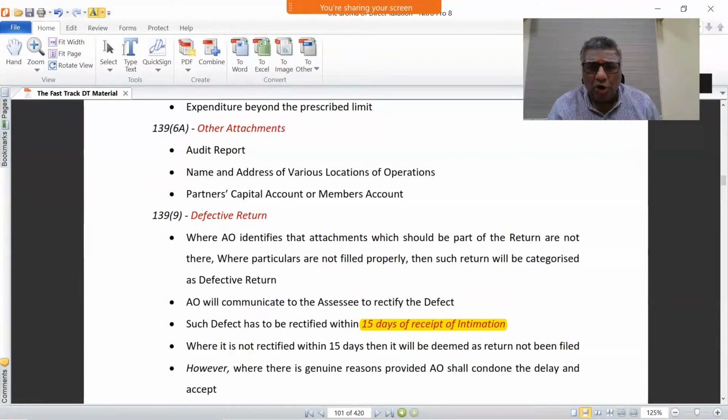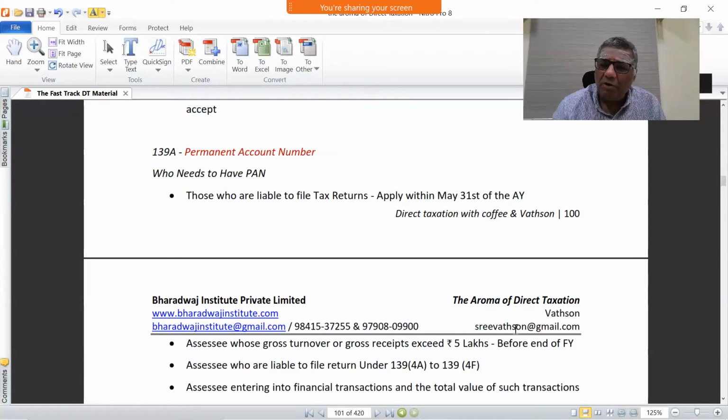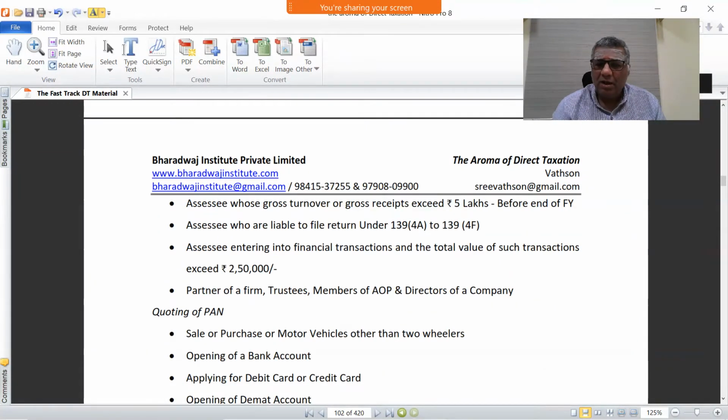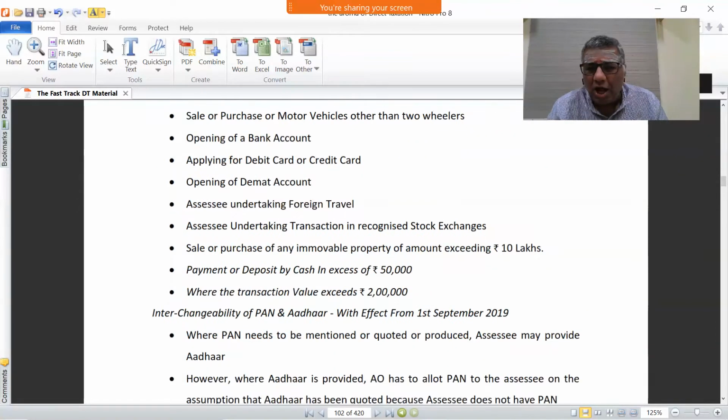Followed by that are the very popular PAN provisions. Who has to obtain PAN, and those who have to link PAN and Aadhaar, that date keeps on extending. Right from the day you start foundation to final, it is there, and when you become a chartered accountant, it is going to be there. Quoting of PAN is mandatory in some transactions, and wherever you are unable to quote PAN, quote Aadhaar.